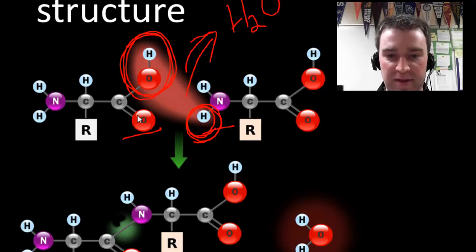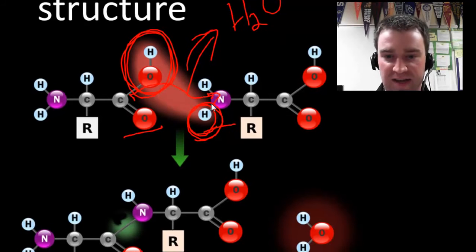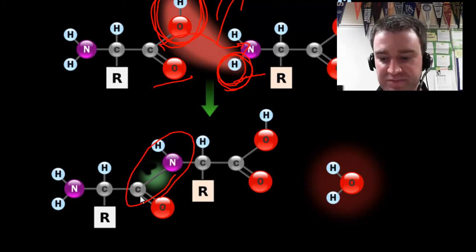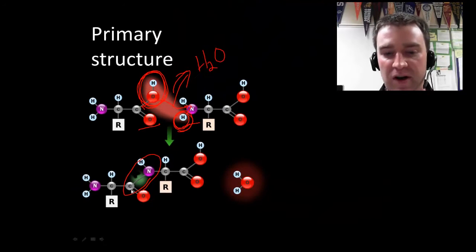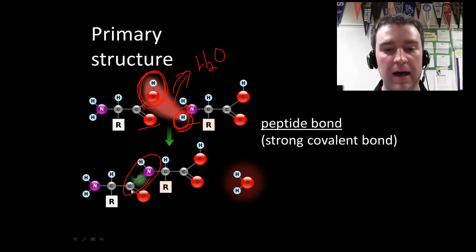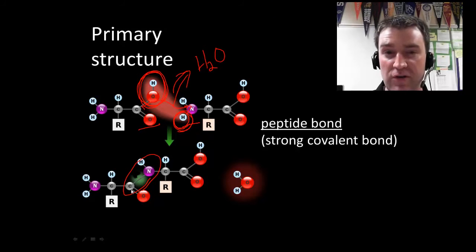And then the carbon is going to be able to directly connect with the nitrogen, as shown down here. So that has a particular name. We're going to call that a peptide bond. It's basically just a very strong covalent bond that forms between these amino acids.